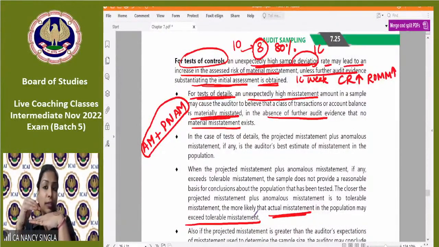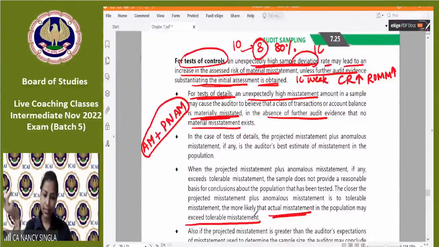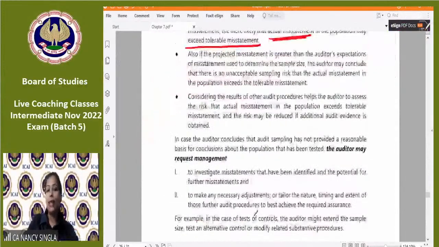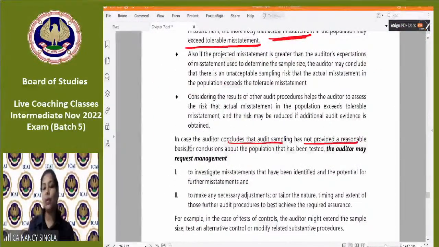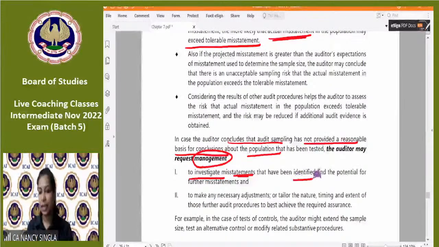He will not be satisfied by audit sampling. He may go for 100% checking. Clear hai? And when the auditor concludes that audit sampling has not provided a reasonable basis for conclusion about the population, he will request the management. What will he tell the management? See, investigate the misstatements identified and the potential for further misstatement.